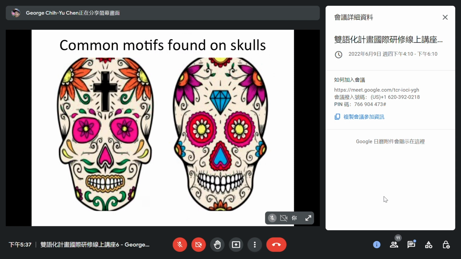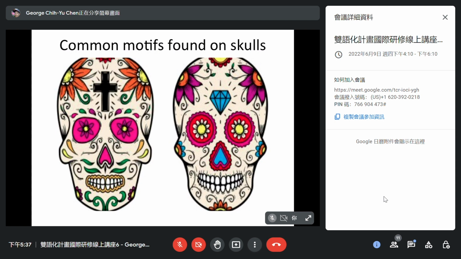Sugar skulls are colorful traditional pieces of southern Mexican art. A sugar skull features a human skull shape that is decorated with vibrant flowers, swirls, diamonds, crosses, and hearts. These are common motifs you see on skulls.